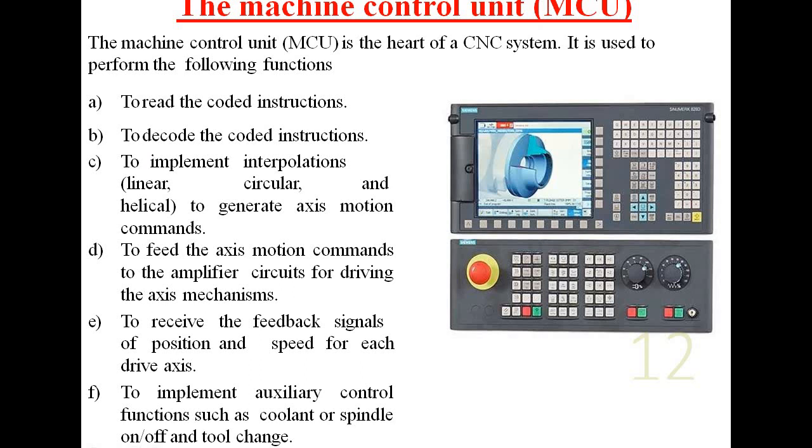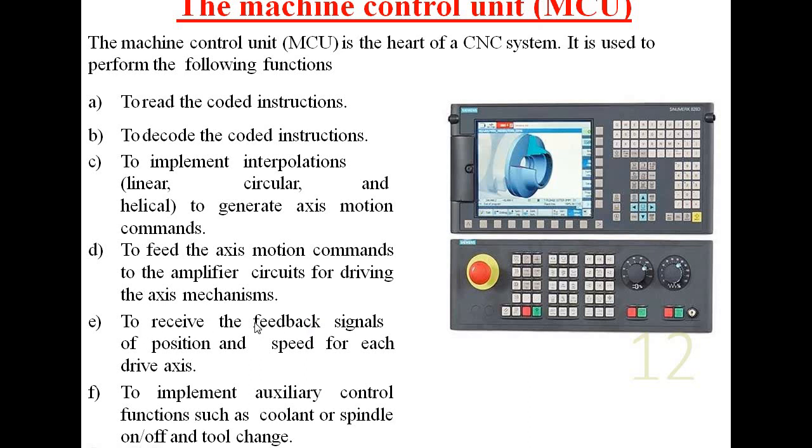Second is to decode the coded instruction. It will decode the numbers and letters which are in the form of coded instruction. Third is to implement the interpolation, that is linear, circular or helical etc. to generate the motion commands. Next is to feed the axis motion commands to the amplifier circuits for driving the axis mechanism.